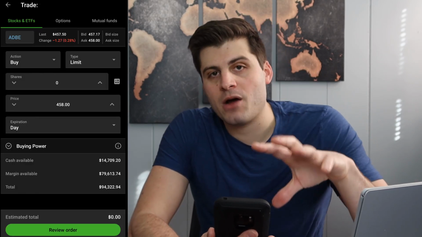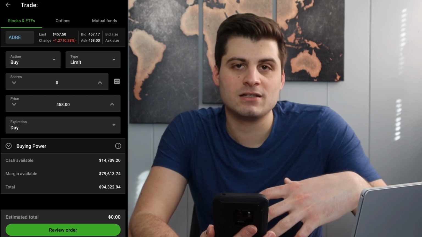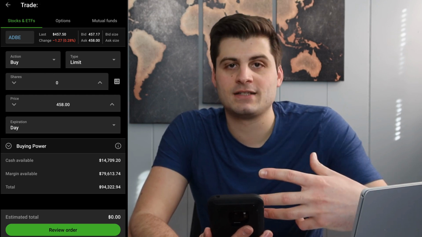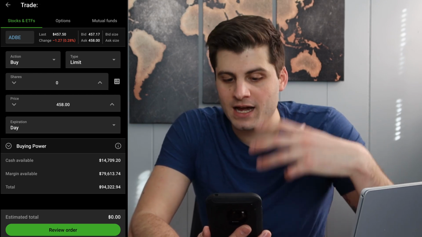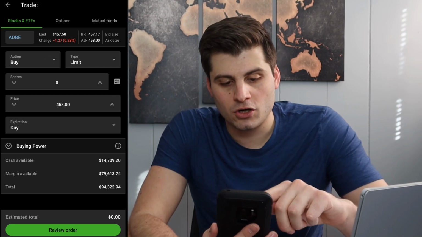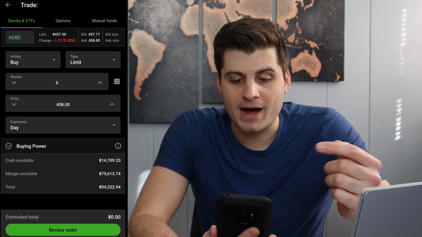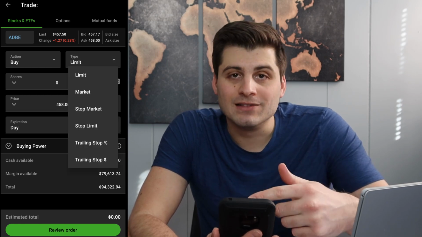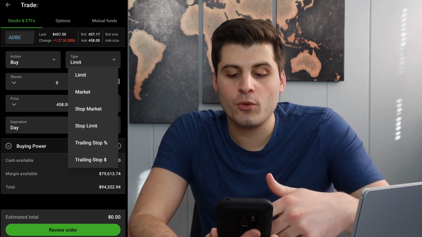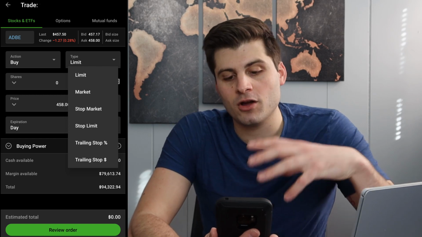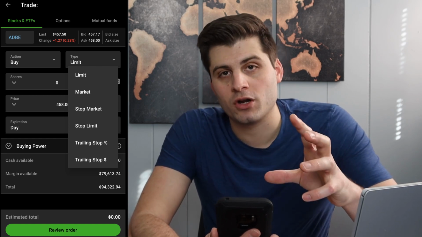Now, each brokerage account will be a little different with the settings, but at the end of the day, it's still the same thing. You're changing your action type, all of that good stuff. So we have our action. We could buy or sell. So we're going to hit buy, and here you go. You have limit, market. You have other ones below, which I'll put in another video, but right now we're just focusing on limit and market orders.